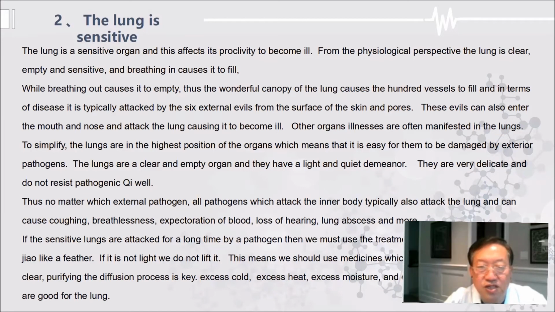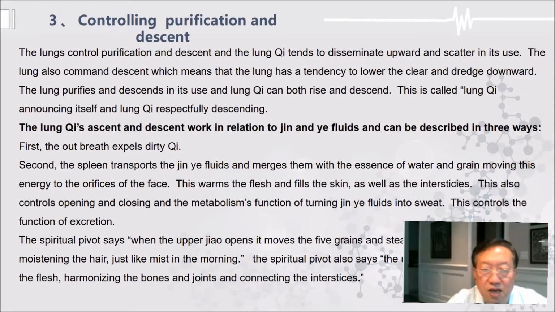If the sensitive lungs are attacked for a long time by a pathogen, then we must use the treatment strategy of treating the upper jiao like a feather. If it's not light, we do not lift it. This means we should use medicines which can make the lungs light and clear. Purifying the diffusion process is key. Excess cold, excess heat, excess moisture, and excess dryness, none of these are good for the lung. Lungs control purification and descent, and the lung qi tends to disseminate upward and scatter in its use. The lung also commands descent, which means that the lung has a tendency to lower and clear and dredge downward.